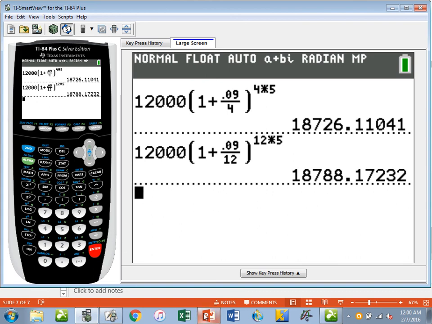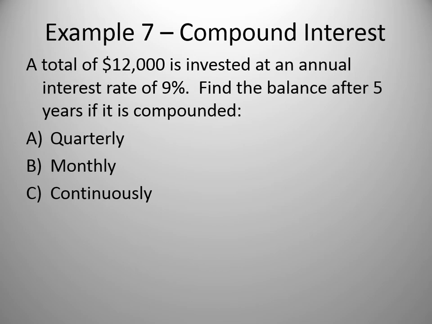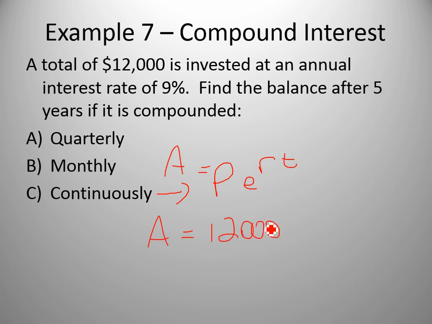And then if I go to part C here, if my interest is compounded continuously, meaning if my interest was compounded every second, I'm going to use the formula for continuous compound interest this time, and that's A equals P e to the rt power. So when I substitute those values in, this is going to be 12,000 times the natural base to the 0.09 times 5 power.